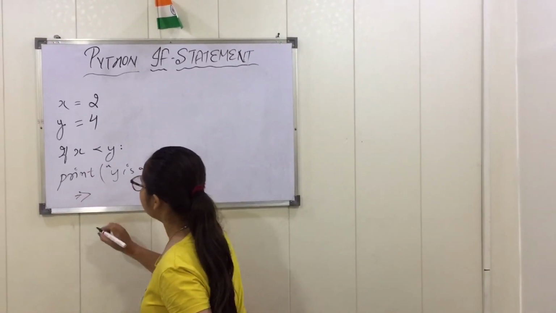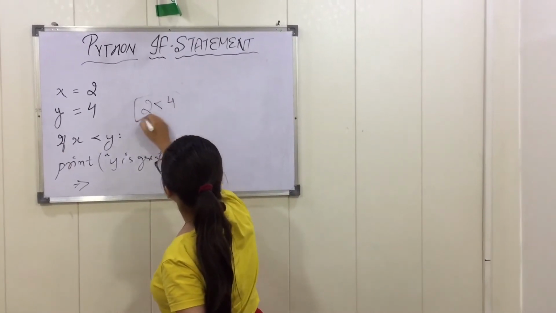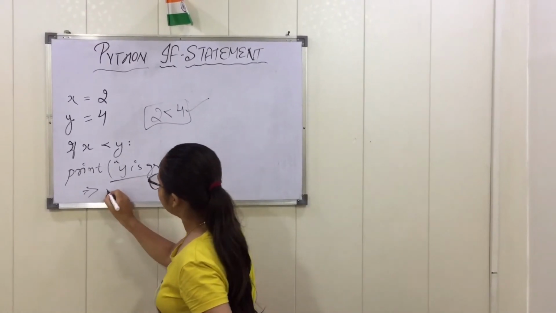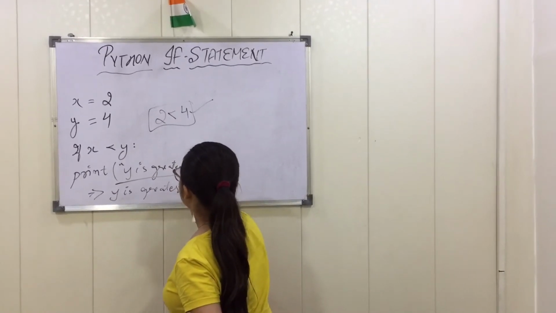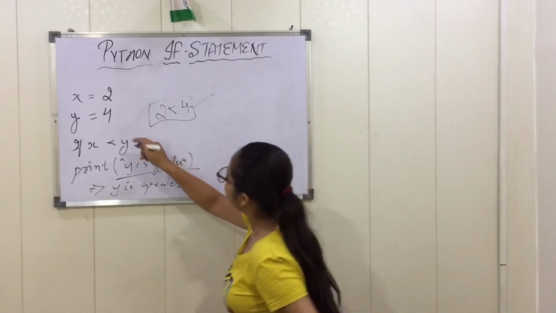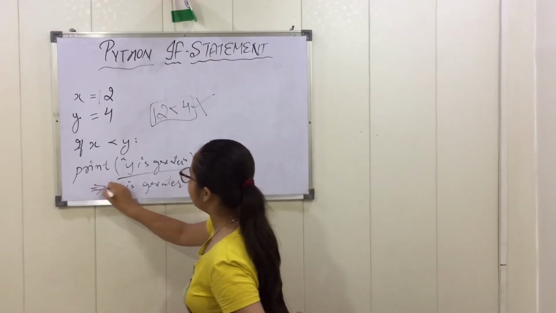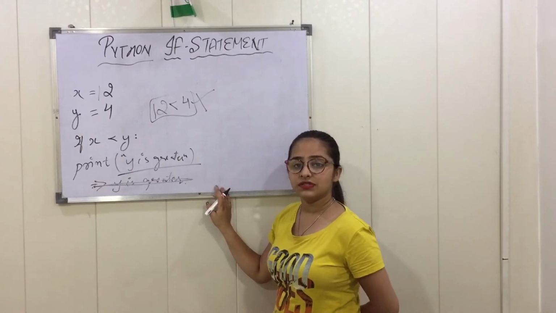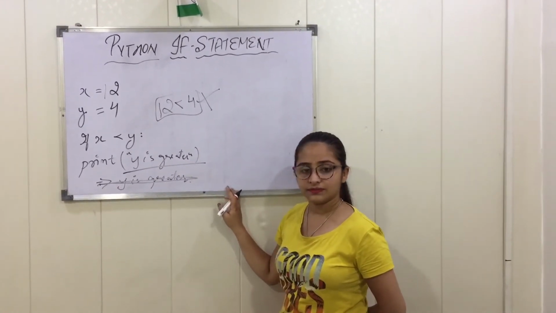So the output will be, this is what I am asking. This condition is true, so the print will be executed and the output is y is greater. In the second case, if the condition is false, if I take 12 here, this is false, so nothing will be executed. This is how we can use the if conditional statement in the Python programming language.